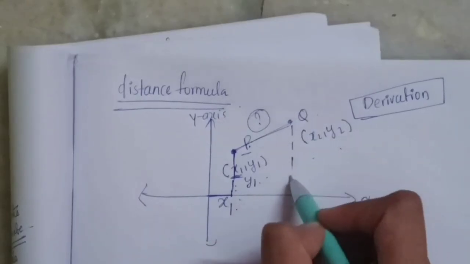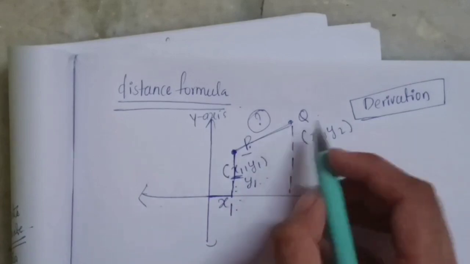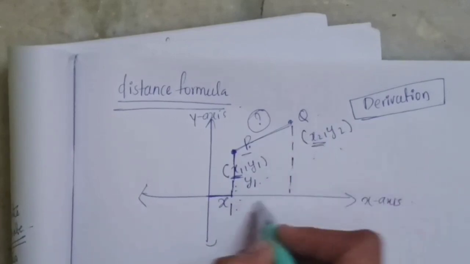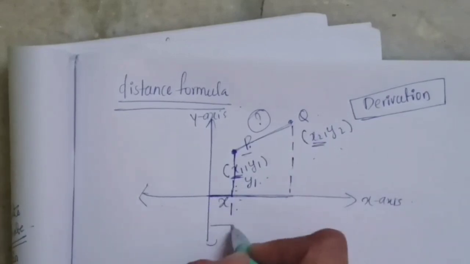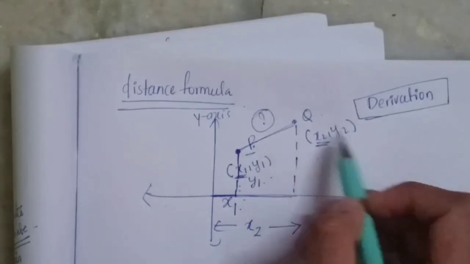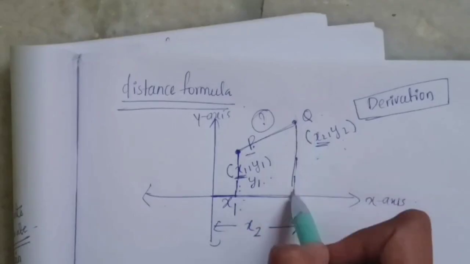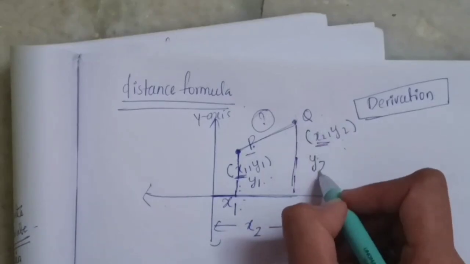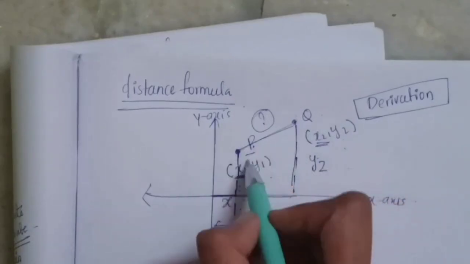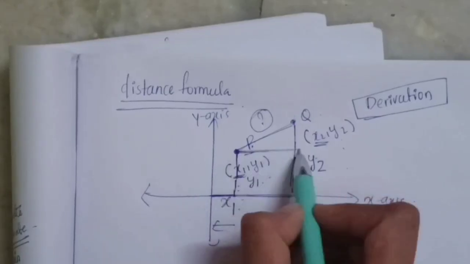Same way, draw a perpendicular line from Q to the x-axis. What is x2? It is the distance measured on the x-axis, so this whole length is x2. And what is y2? It is the distance of the point measured over the y-axis, or vertical distance. This is the y2, right? So now draw a line, this line.